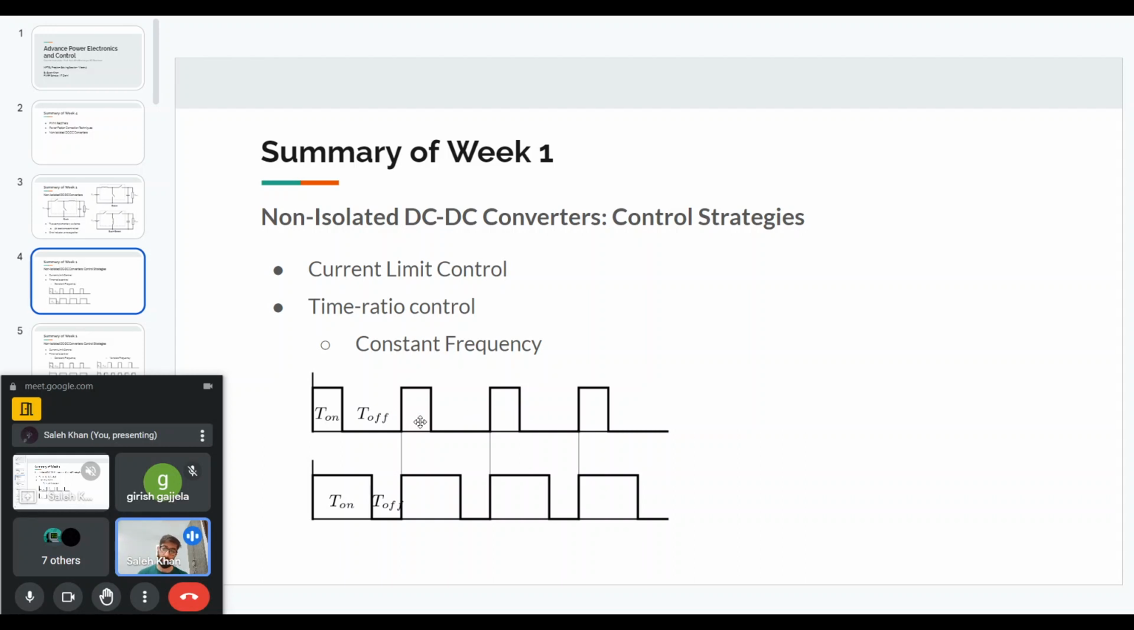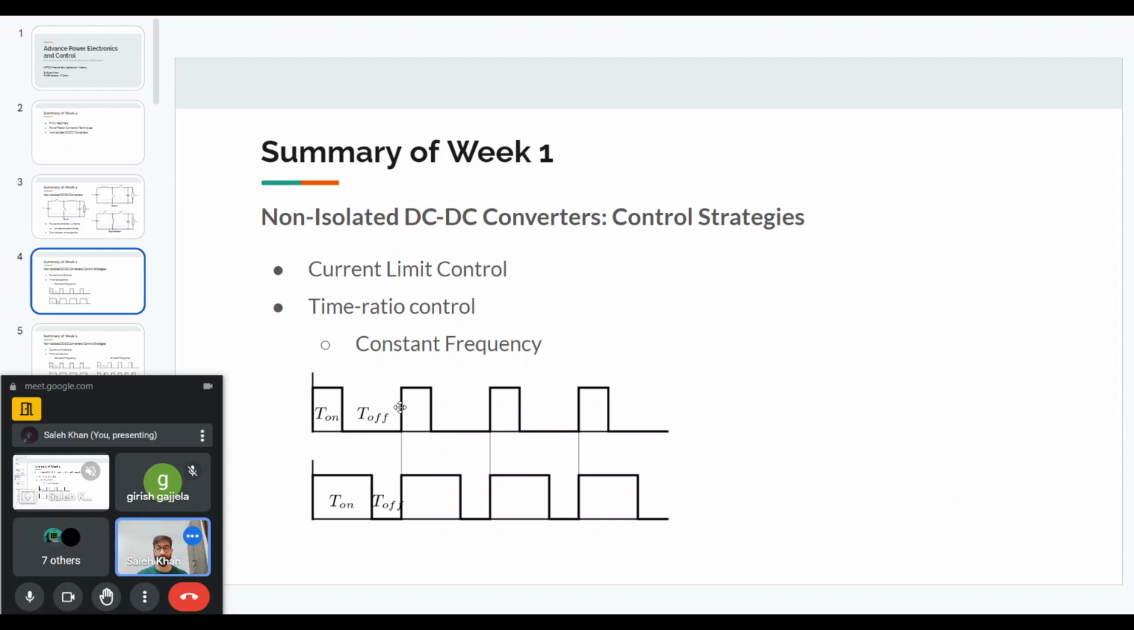And what is interesting to know here is something called the duty ratio. The duty ratio is the on time divided by T on plus T off. That is the duty ratio. And duty ratio is the controlling function of these converters. So if I increase or decrease the duty ratio, my output voltage and my inductor current will change depending on the duty ratio.